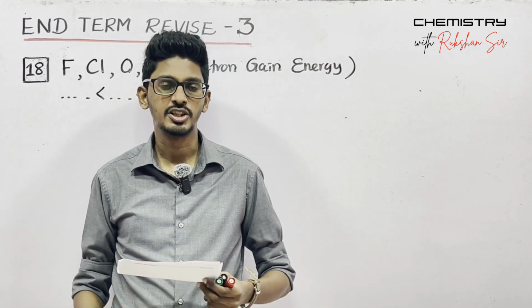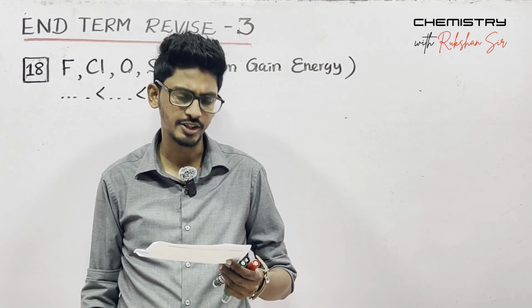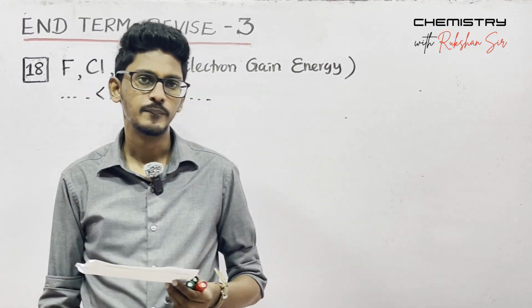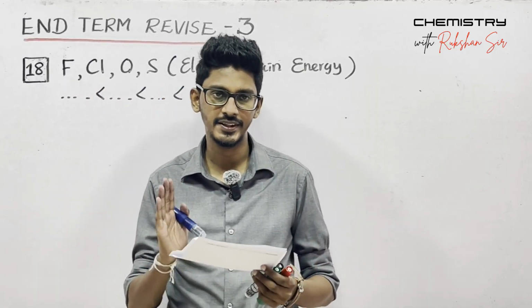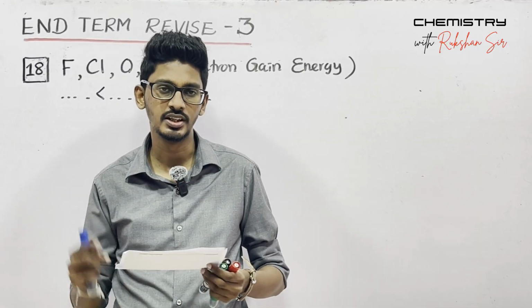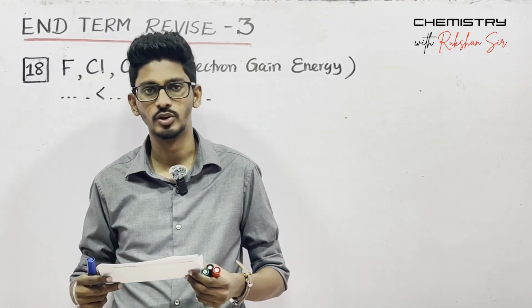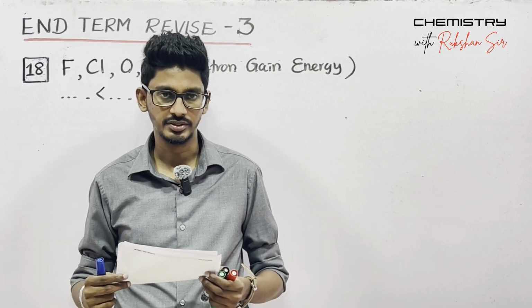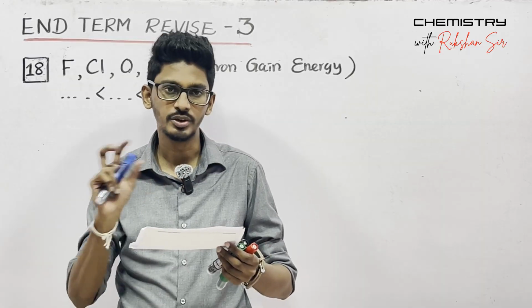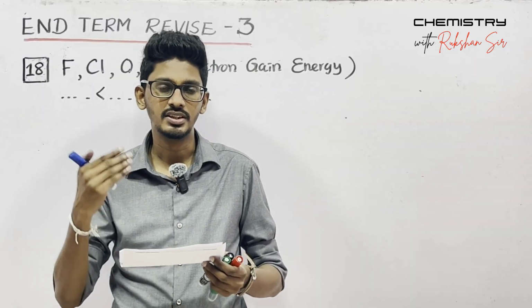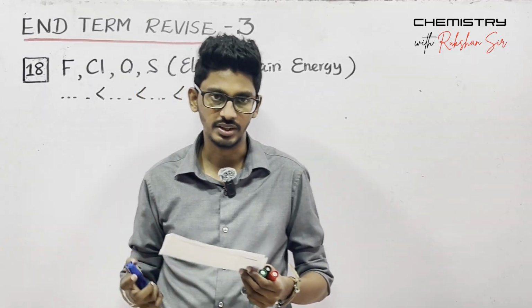Okay, question number 18. This is regarding electron gain energy. What are the things we should know? First, there are three atoms with endothermic electron gains, the ones with the lowest first electron gains. What are those? Beryllium, magnesium, and nitrogen. But those three are not there, so we are discussing species with exothermic electron gains.